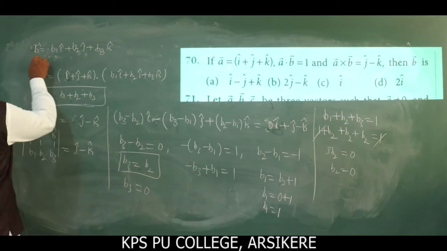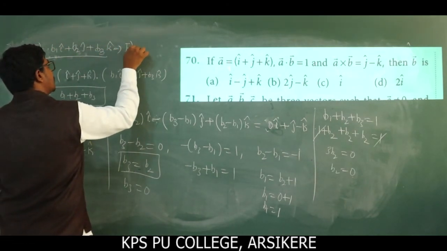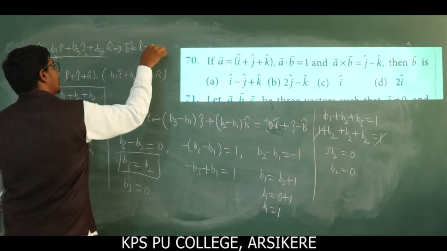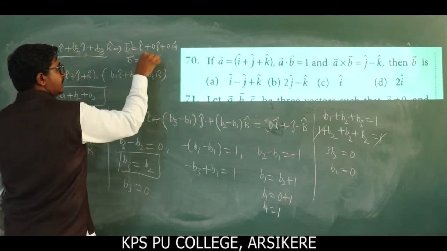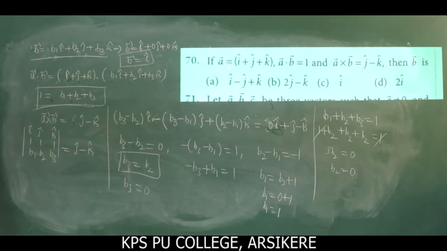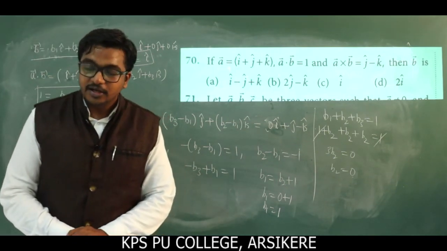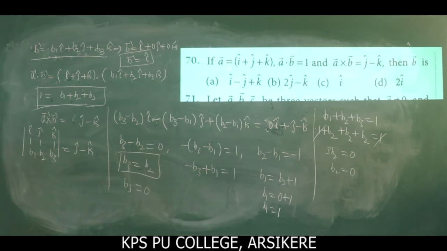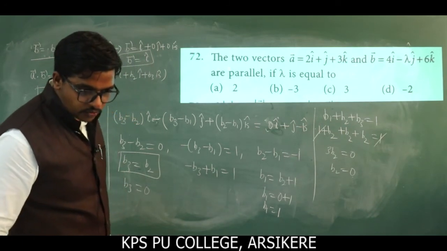So therefore vector B is equal to, B1 is 1, so vector B is equal to i cap plus 0 into j cap plus 0 into k cap, or vector B is equal to just i cap. This is our answer. Vector B is equal to i cap. Option C is our right answer. Did you understand, children? Take a pause and note down. Next, dear children, we are moving to the next question, question number 72.